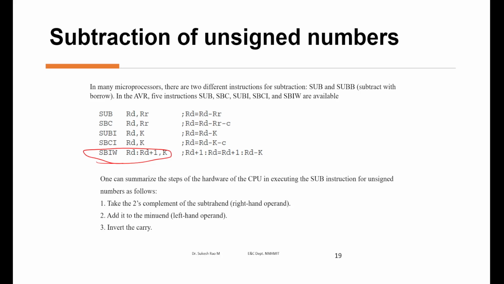Now how is subtraction performed? Subtraction is performed basically using the addition logic only. They take 2's complement of one of the two numbers to be subtracted. So how do you take 2's complement? First take the 1's complement, add 1 to it. Then you just add those two, and whatever the result comes, that is the subtraction result, and you have to invert the carry. That's the basic way of implementing this sub logic inside the controller.